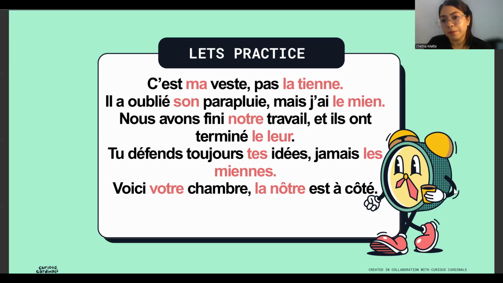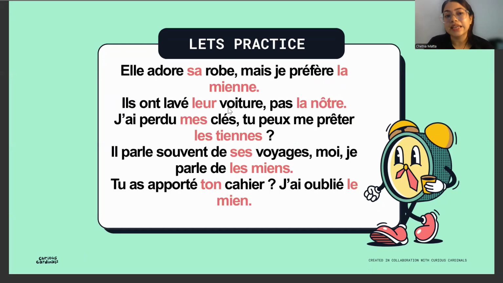We have a longer list of practice exercises like these. Elle adore sa robe, mais je préfère la mienne, etc. We have a lot more of them planned in case you feel that you need more sentences or more exercises to practice. Just DM us or comment below for more exercises and we are going to send them to you.